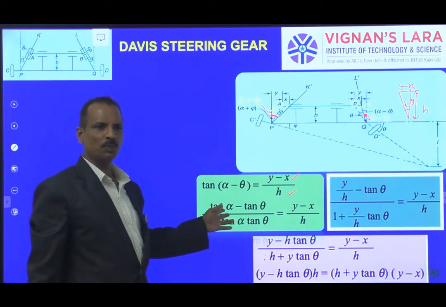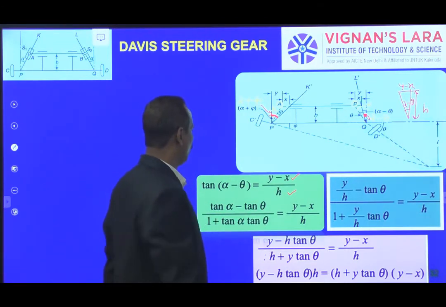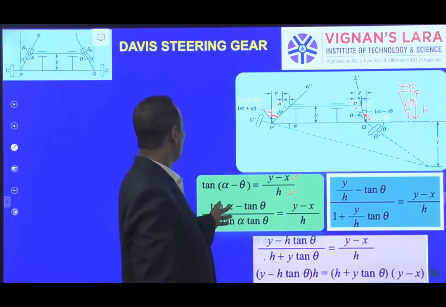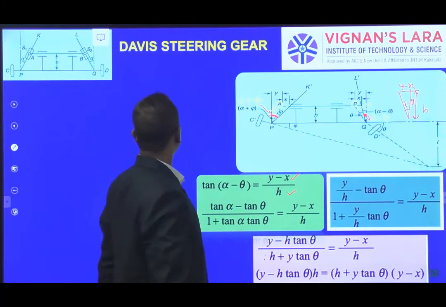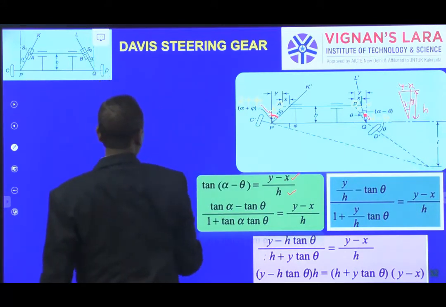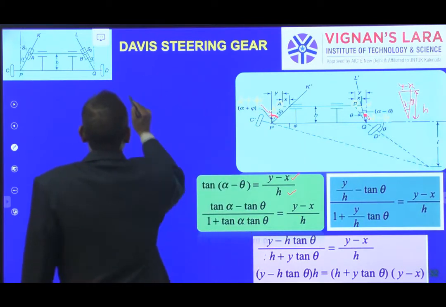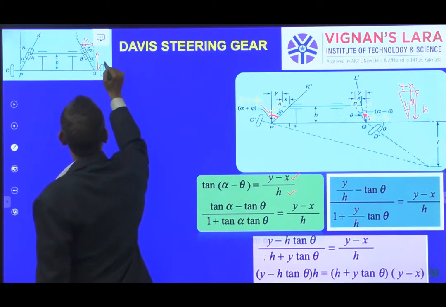So tan(a minus b) is (tan a minus tan b) by (1 plus tan a tan b), which is equal to (Y minus X) by h. Just writing once again, what is tan alpha? You can see in this diagram, tan alpha is nothing but Y by h.